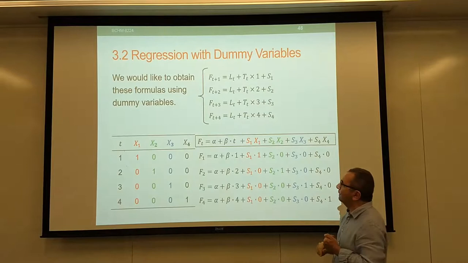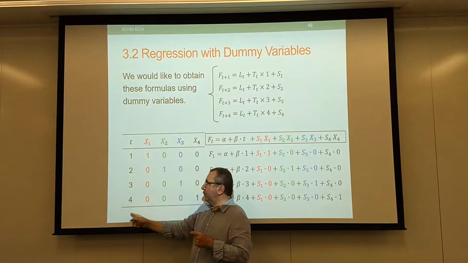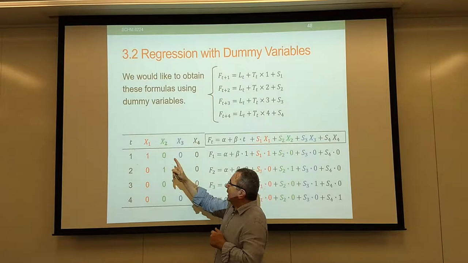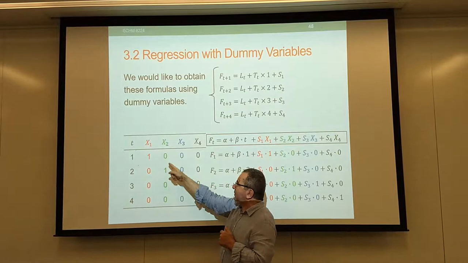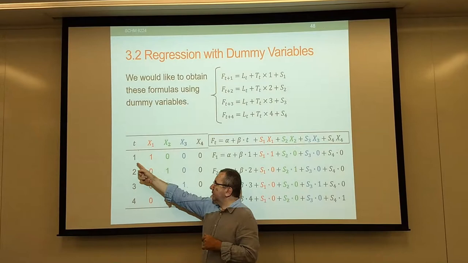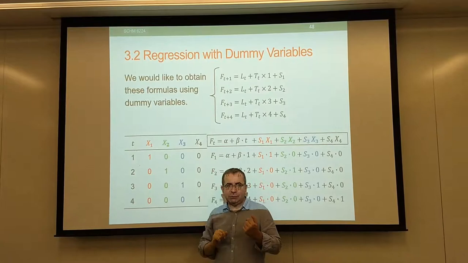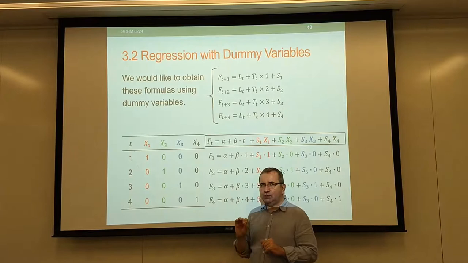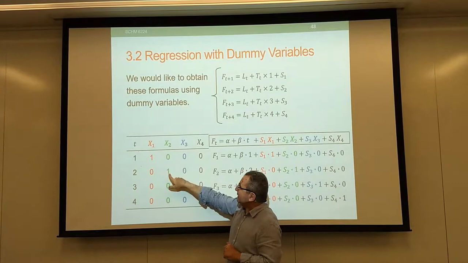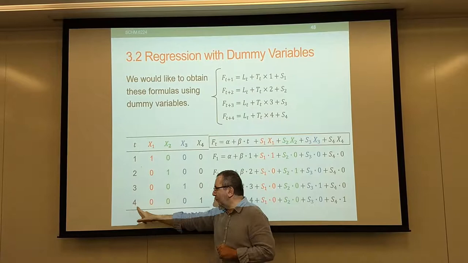So for that, we code time as 1, 2, 3, 4. These are the periods, okay? And then we're gonna have a dummy variable for period one, a dummy variable for period two, a dummy variable for period three, and a dummy variable for period four. So in period one, X1 is 1 because we're in period 1, and X2 is 0, X3 is 0, X4 is 0. Okay, so in period 1, only X1 is 1. In period 2, only X2 is 1, X1 is 0, X3 is 0, X4 is 0. In period 3, only X3 is 1. In period four, only X4 is one, okay?